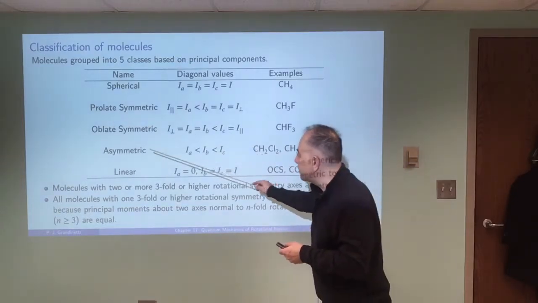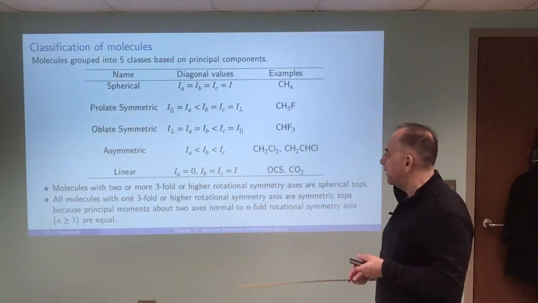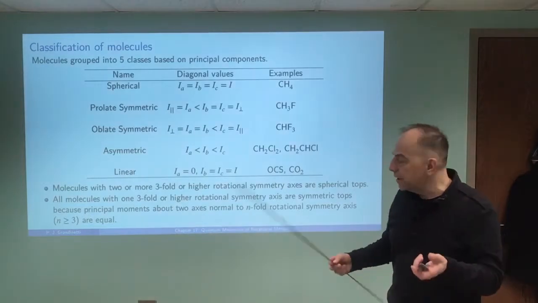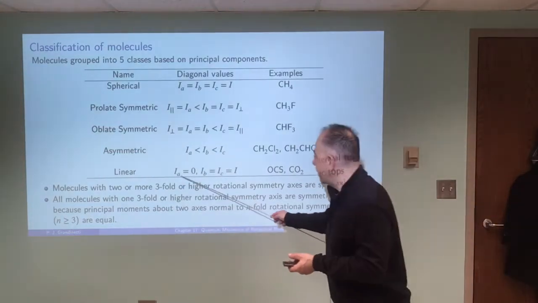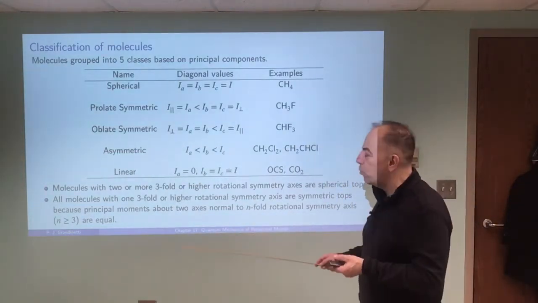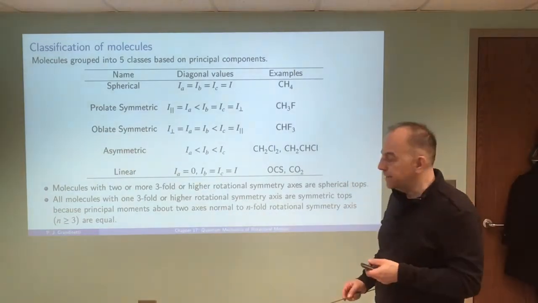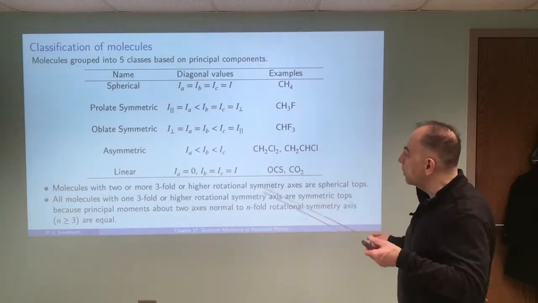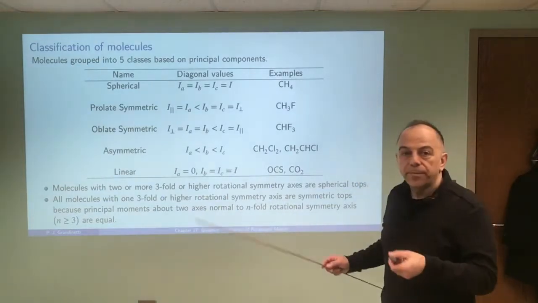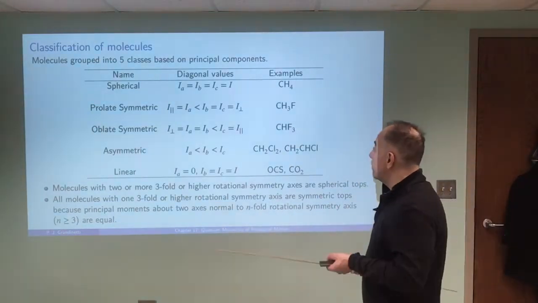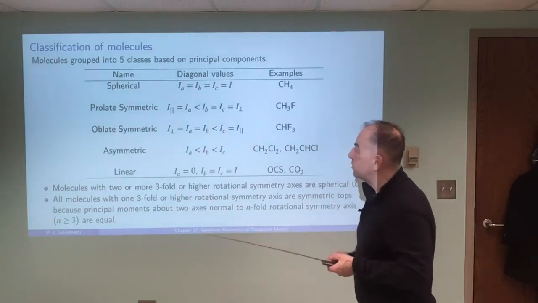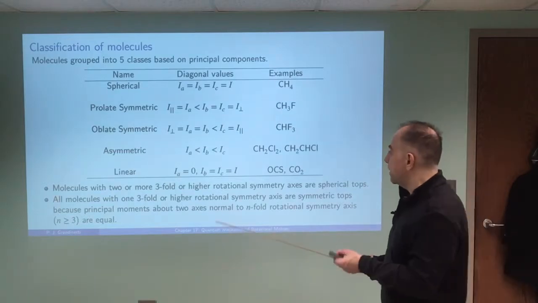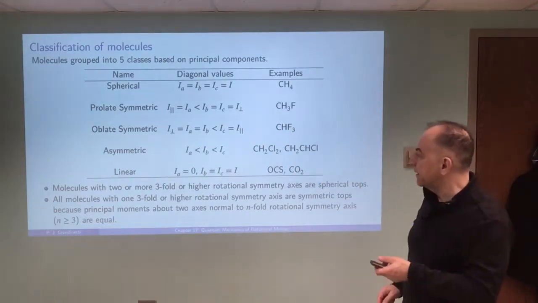Now similarly, asymmetric molecules are defined by their principal components as ones where A, B, and C are not equal to each other. And then we have the special case of linear molecule where one component, A, is 0 and the other 2 components are equal to each other. And again, molecules that have 2 or more threefold or higher symmetry axes are going to be in the spherical classification. Molecules that have 1 threefold or higher symmetry axis are in the symmetric classification.